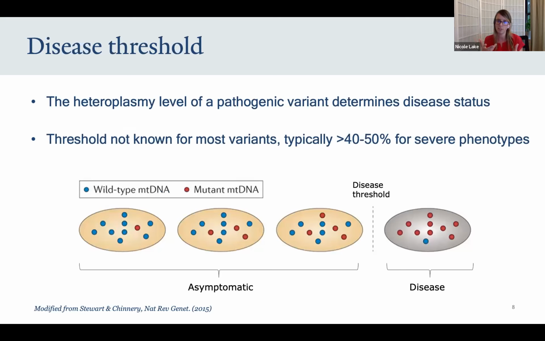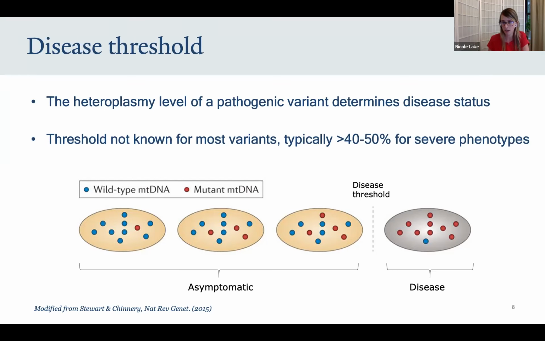Heteroplasmy also contributes to this phenomenon called disease threshold. Essentially, it's a specific heteroplasmy level that a variant needs to reach for disease to occur. What this means is that the heteroplasmy level of a pathogenic variant is what determines disease status in an individual. It's possible that a healthy individual can carry a pathogenic variant and not be affected if the variant is below this threshold.